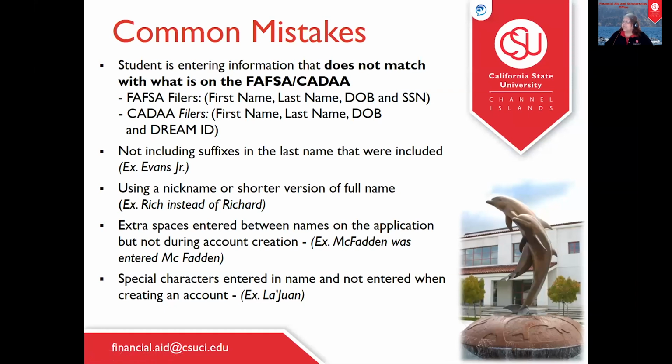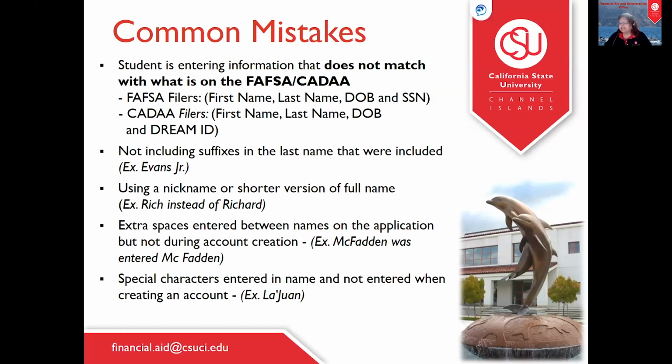Some common mistakes that we want to go over with you are students entering the information, and I mentioned a little bit about this before, is making sure that the information matches, whether you're doing the FAFSA or the CADAA. And I'll give you some examples. In terms of FAFSA filers, you want to make sure your first name, last name, date of birth, Social Security number, that everything is matching in terms of what's on your Social Security card. You want to make sure that you're putting the correct information. If you're completing the CADAA, you also have your first name, last name, date of birth, and just know that you'll be doing your Dream ID.